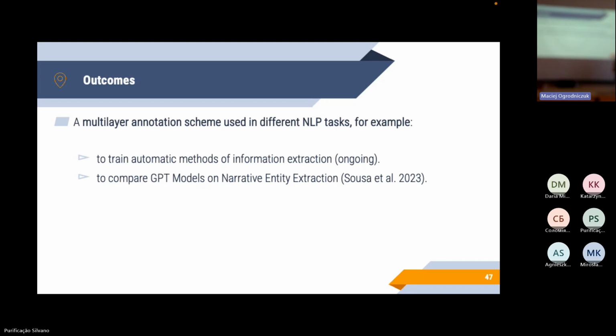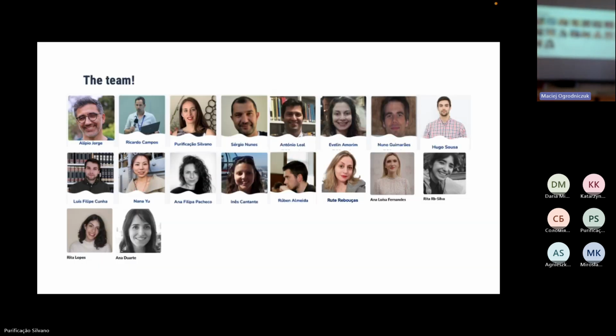So these are some outcomes that have been developed due to the participation of our team. Alipio is the main researcher, and Ricardo Campos also. They are computer scientists. And then we have also linguists, me and Antonio, and some students working with us also.